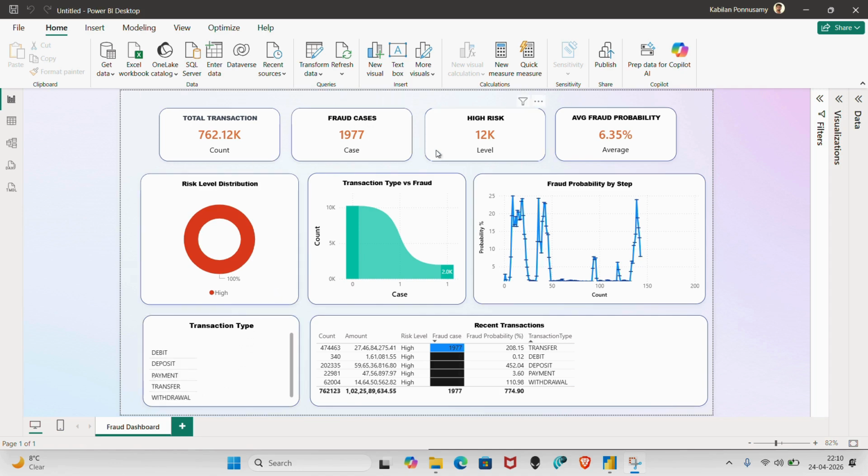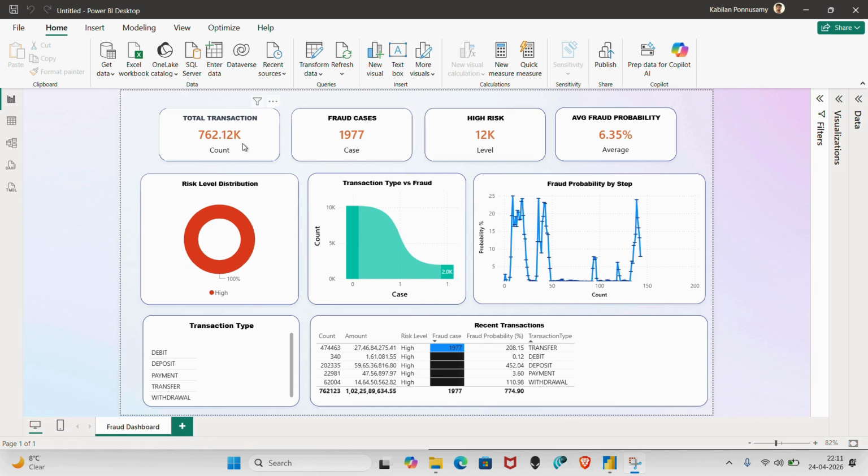On this screen, you are seeing the unified fraud analytics dashboard. This dashboard provides a complete overview of the entire data set and helps us understand the overall fraud landscape. At the top, I have displayed 4 key KPIs: total transactions, fraud cases, high risk transactions, and average fraud probability.